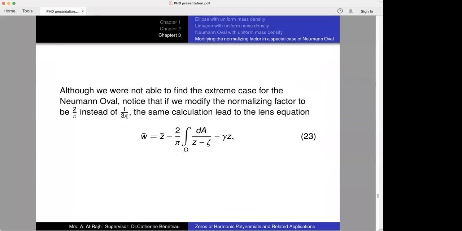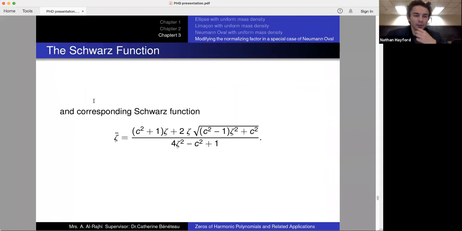Okay. Yeah, okay. 1/3 pi doesn't give us a sharp example, while 2/pi gives me the sharpness. So do you think there is any relation between the normalizing factor and the lens equation or no? Okay, that's an interesting question.